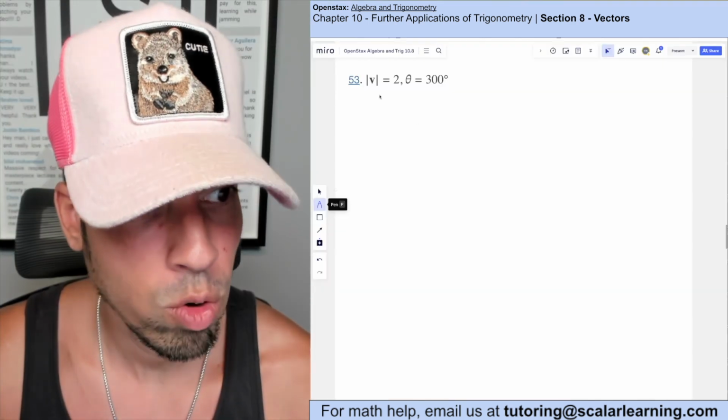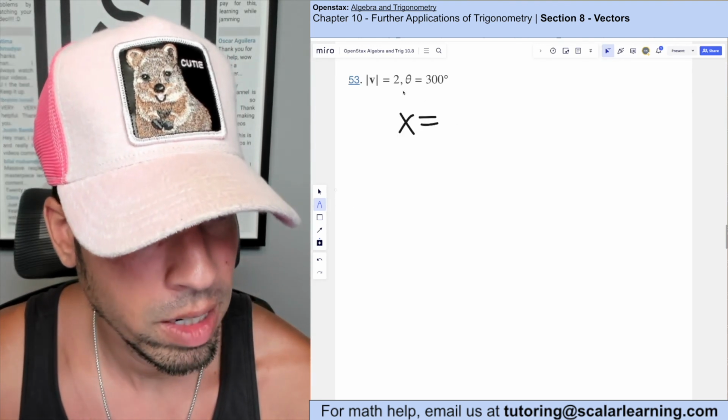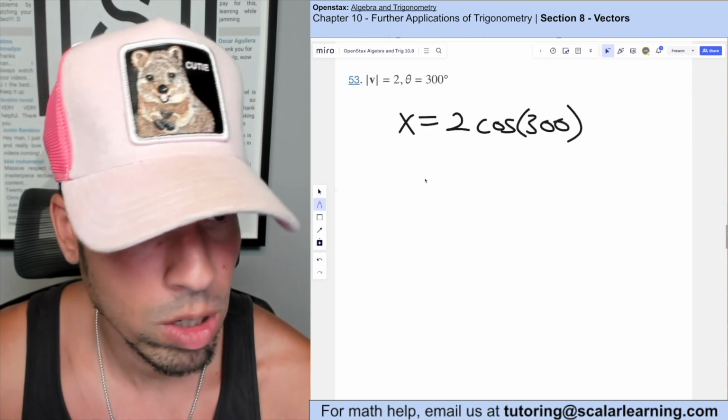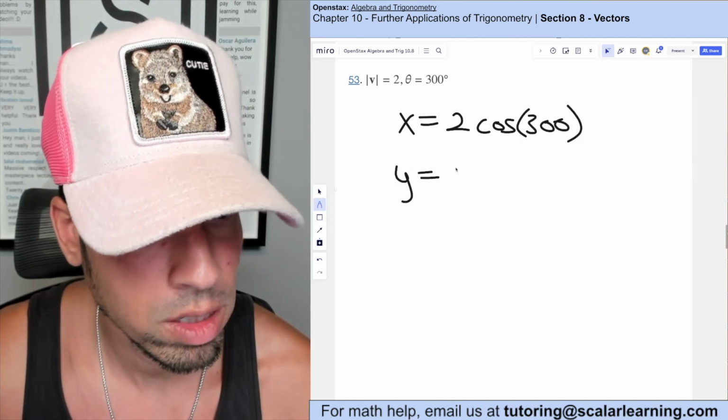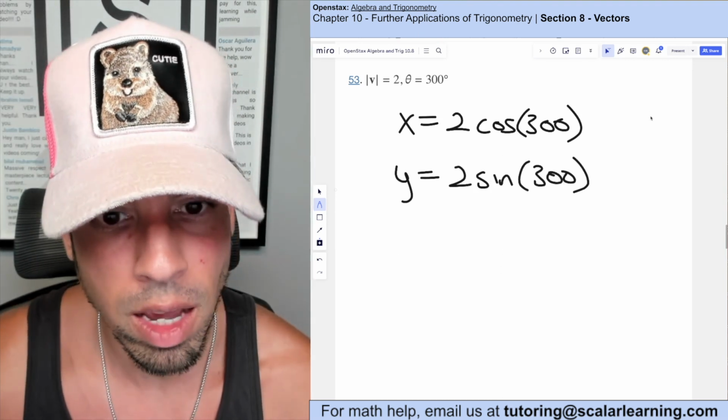So for this one, to get the corresponding x and y values for component form, we first get x by taking the magnitude times cosine of that angle 300. And the y part is the same thing, magnitude, except it's times sine of that angle. And this is an angle in the unit circle.